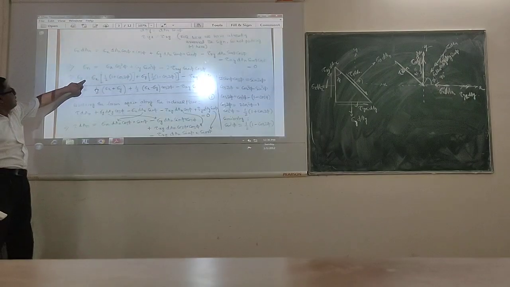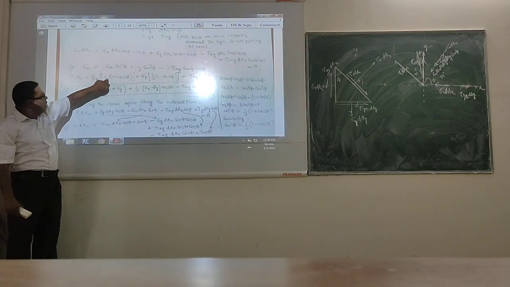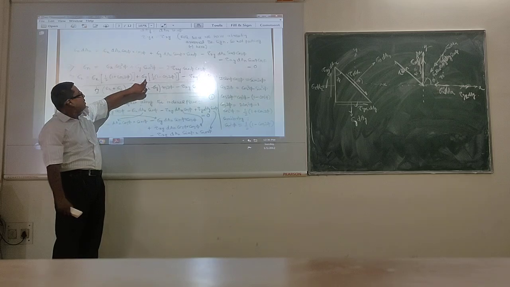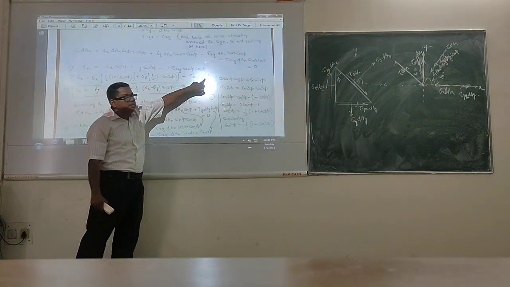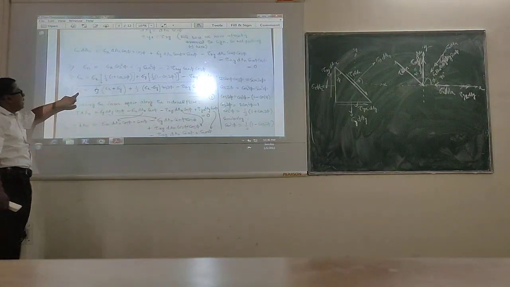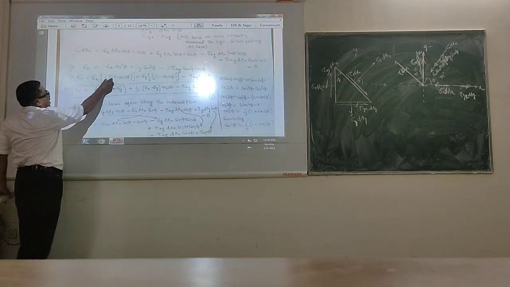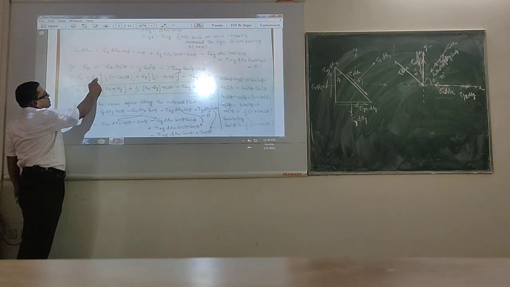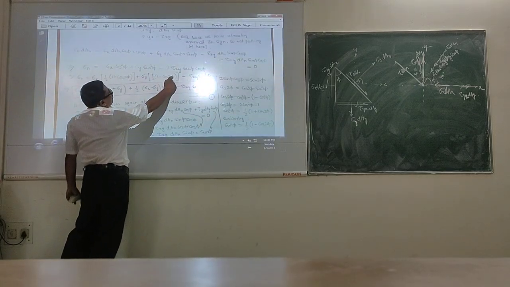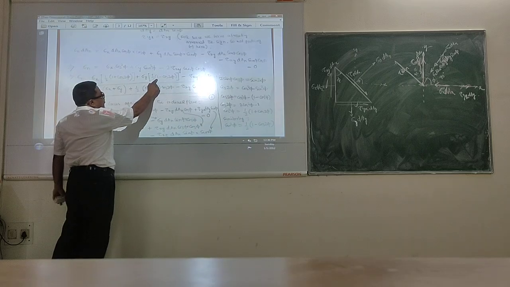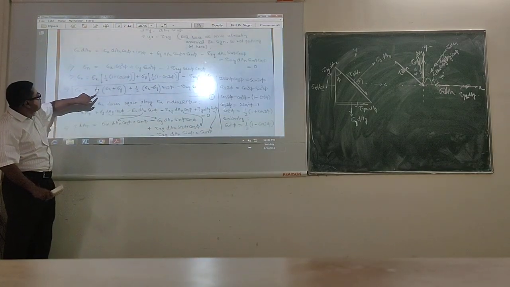So sigma n equal to sigma x, cos square phi I am replacing with half of 1 plus cos 2 phi, and sin square phi I am replacing with half of 1 minus cos 2 phi, minus tau xy sin 2 phi. So what will be the value of sigma n then? If I simplify it, half of sigma x will come, then sigma x into cos 2 phi, and then there will be sigma y minus cos 2 phi. So you see, there will be a sigma x by 2 term.